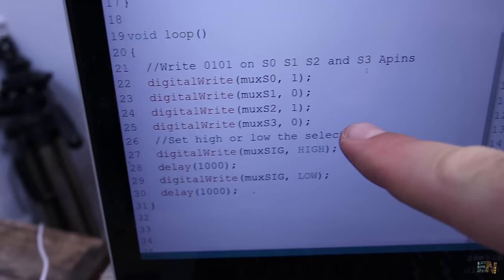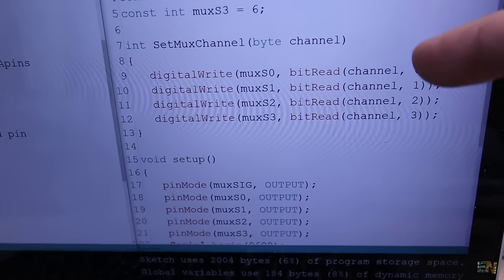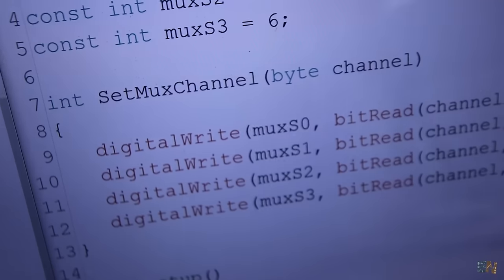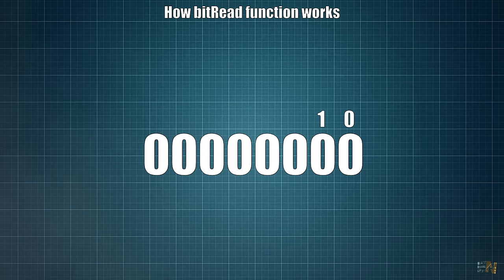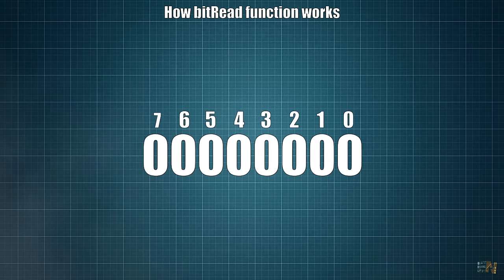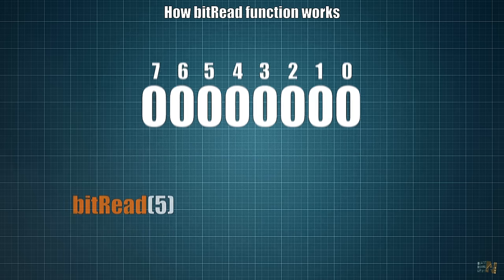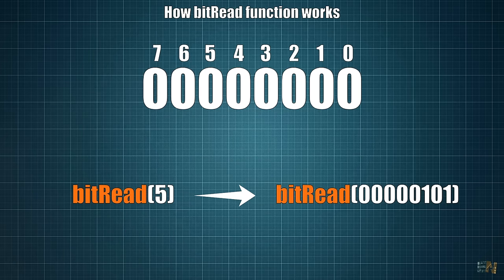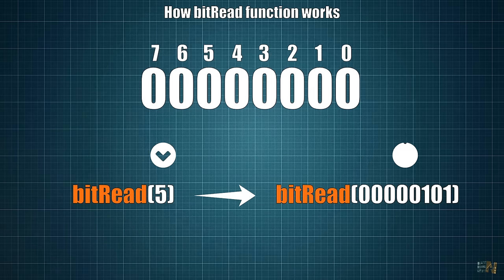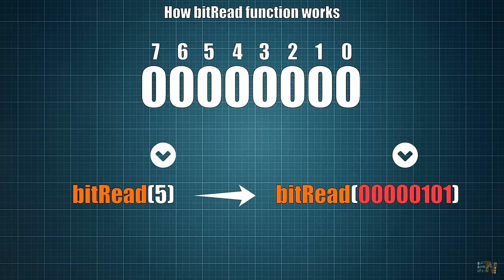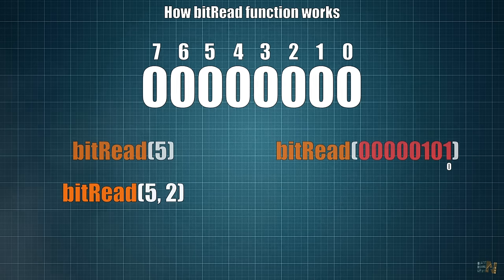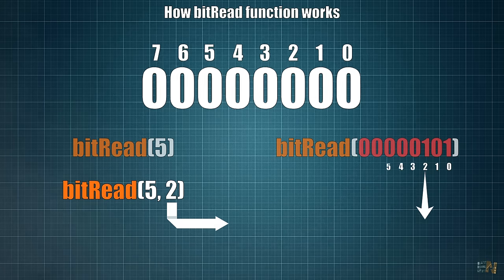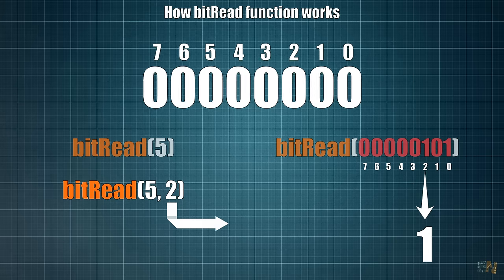If you don't want to control each of the control pins separately, we have an easier way to do that. And we use the bitRead function. You have to know that a byte has 8 bits, and the positions of the bits are marked from 0 to 7. So if I use the function bitRead of the number 5 in binary, it will fill the byte with 00000101, which is 5 in binary. If I tell the bitRead function to give me the position 2, for example, it will give me the value of the second position, which in this case is a 1.